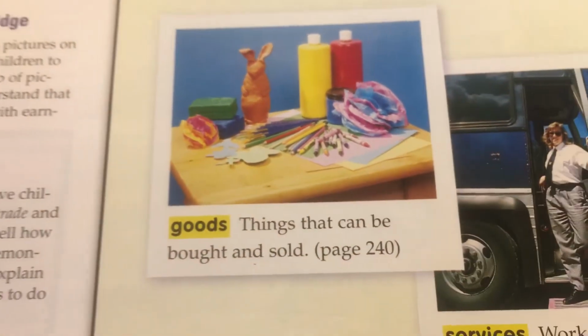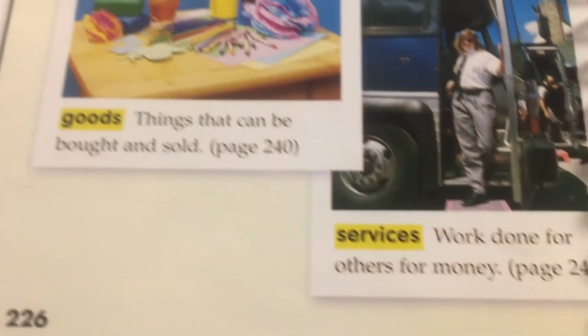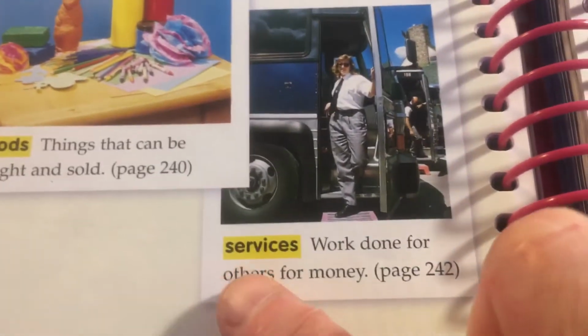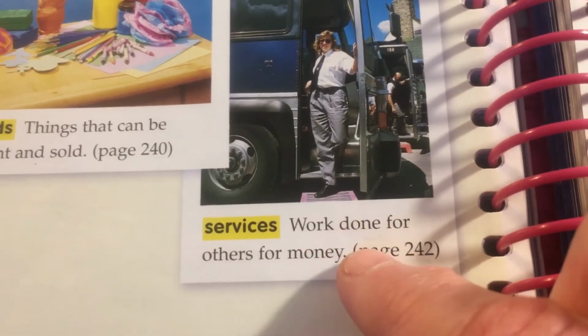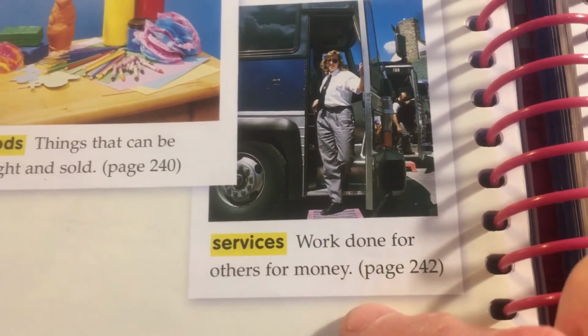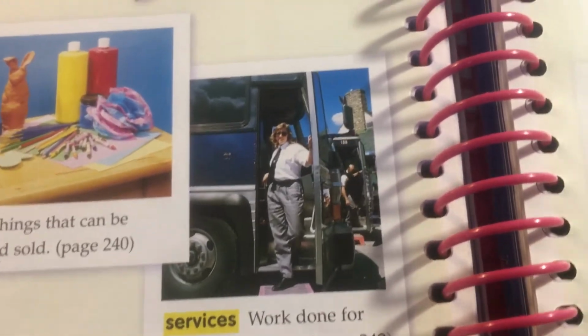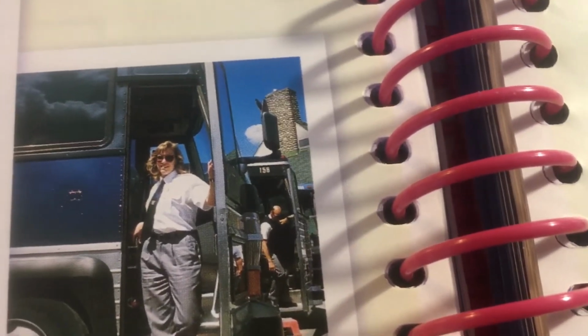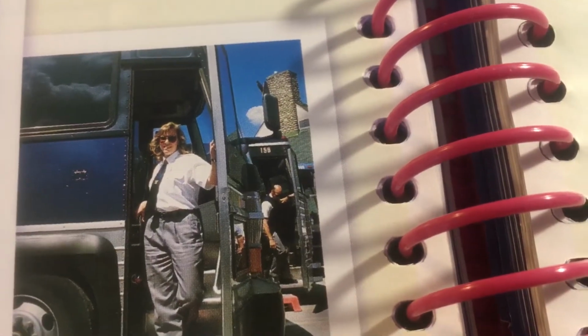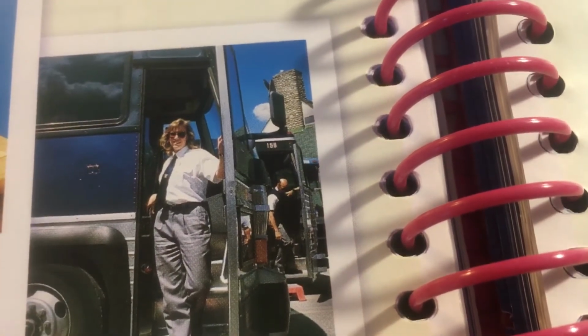So some of the things we need to survive are goods. But here's another important word: services. Services are work that people do for others for money. And we buy services with our money. Services are things that people do for us that we can't really see or touch.